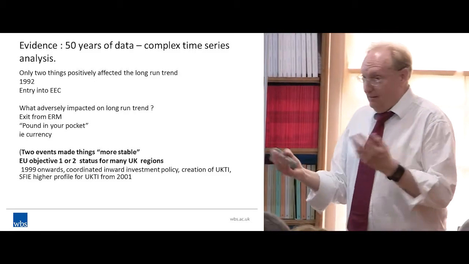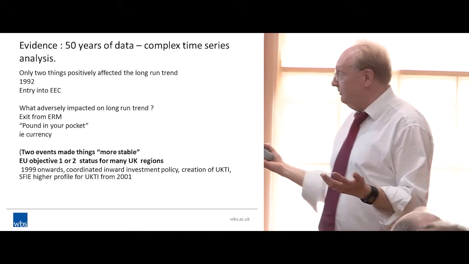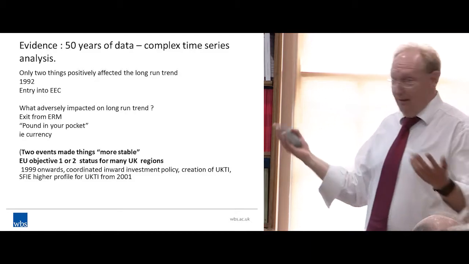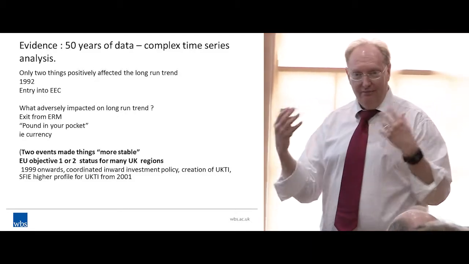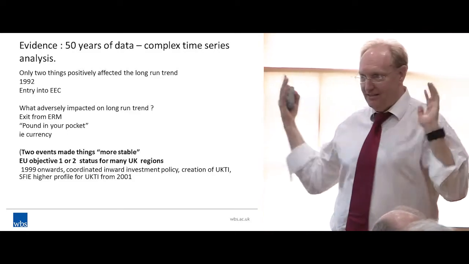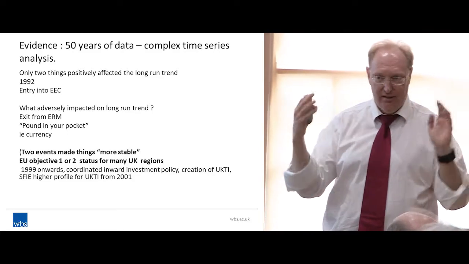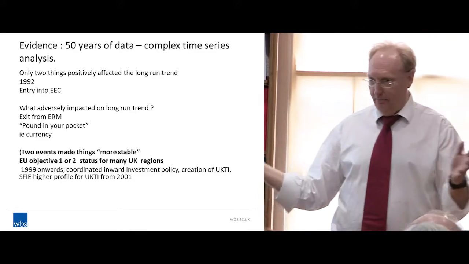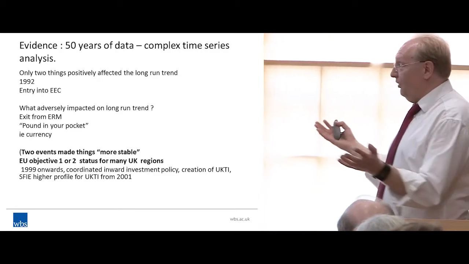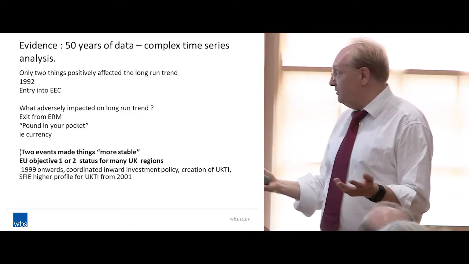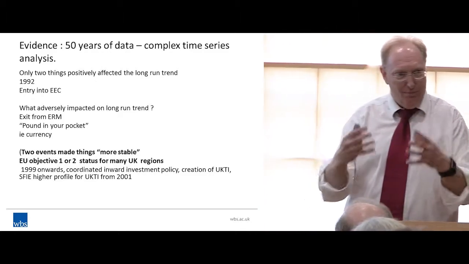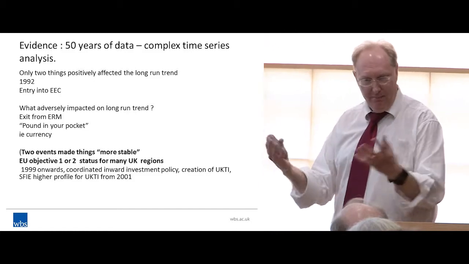Two things made the process more stable. When we started doing regional policy, we had EU Objective 1, Objective 2. That gave foreign investors somebody to talk to. They could talk to people at a regional level who had sitting behind them EU regional policy, which was about equality of opportunity. And then from 1999 onwards, we've had a coordinated inward investment policy, the creation of UKTI, now part of the Department for Trade. They didn't make it higher or lower, but they made the process more stable.